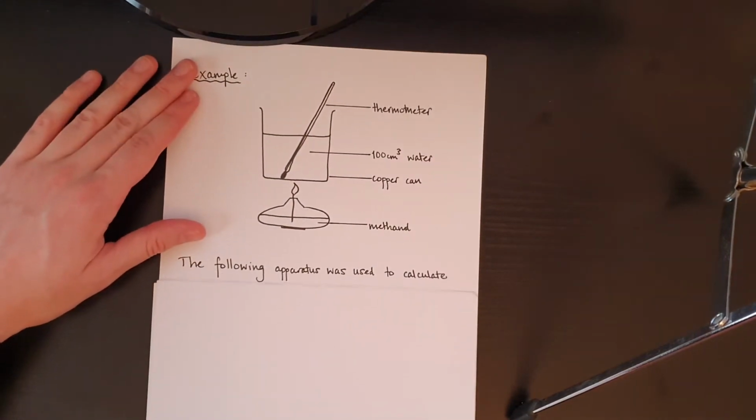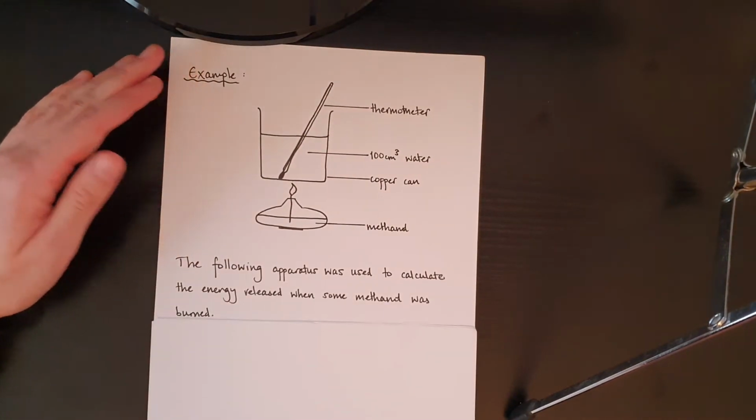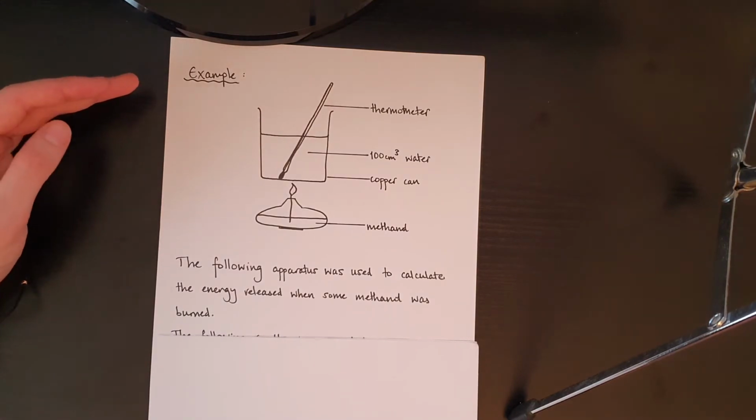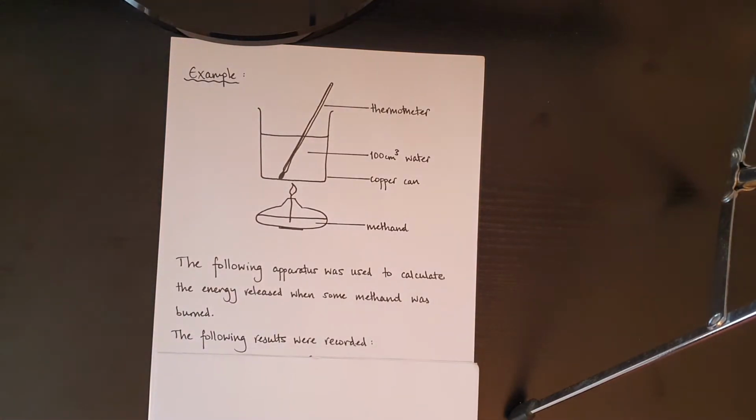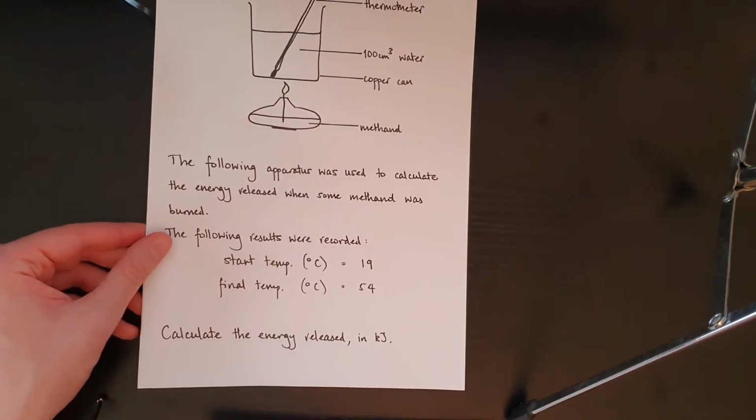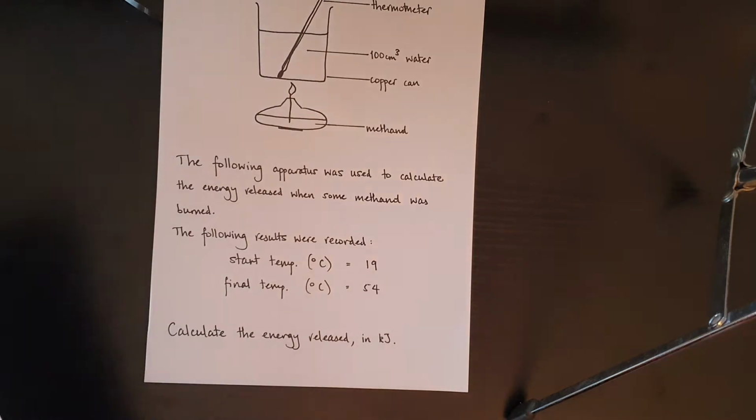So let's have a read. It says, the following apparatus was used to calculate the energy released when some methanol was burned. The following results were recorded. Start temperature in degrees Celsius is 19, then the experiment proceeds, and then the final temperature in degrees Celsius is 54. So our task then is to calculate the energy released in kilojoules.